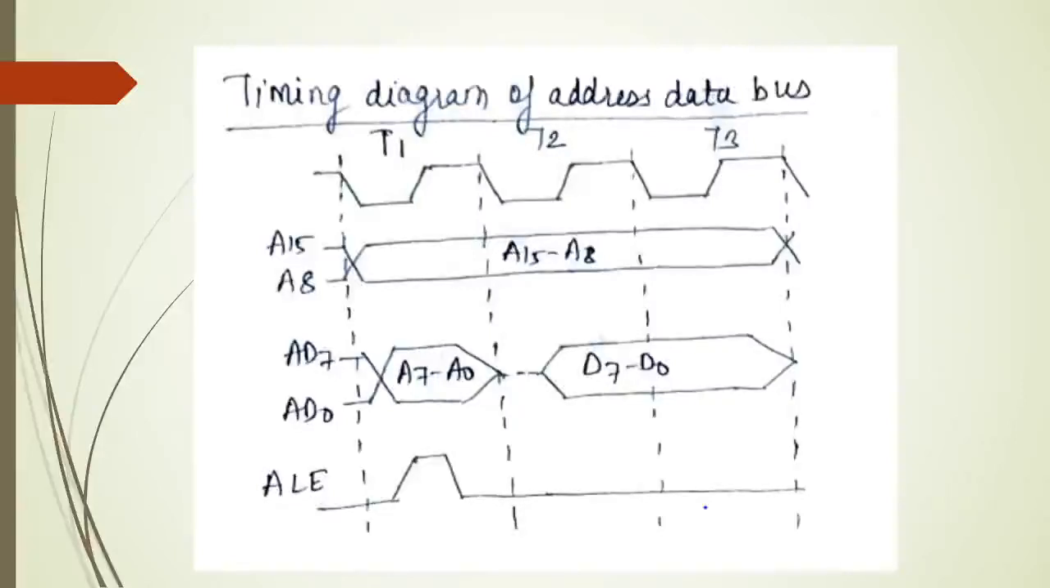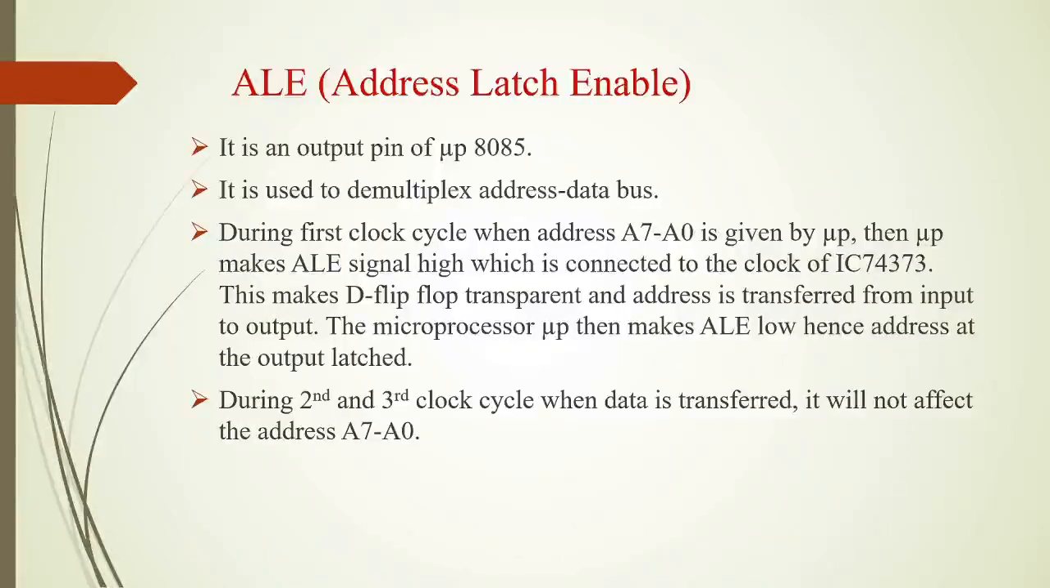The main purpose of the ALE is to latch your address, so that if you pass your data in the second and third clock cycle, it is not going to affect your address. In that process your address is saved and your data is also preserved. So address latch enable is very important if you want to demultiplex your address data bus.